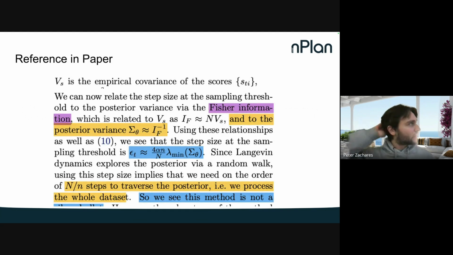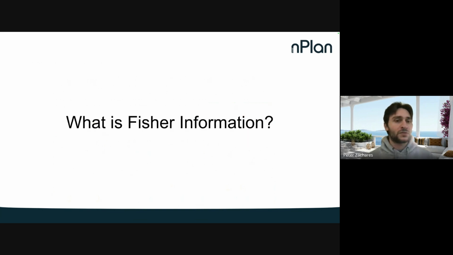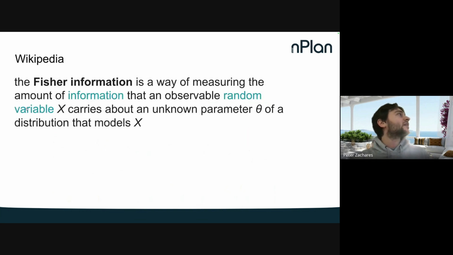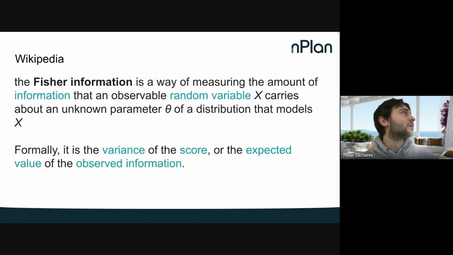For me, I had no idea what this was when I saw it. So what is Fisher information? Okay, the Fisher information, this is from Wikipedia, is a way of measuring the amount of information that an observable random variable x carries about an unknown parameter theta of a distribution that models x. So it's trying to tell you how much information you can get from the distribution about what that parameter value is. It's the first time we'll say that, but it's not the last, so let's keep going.